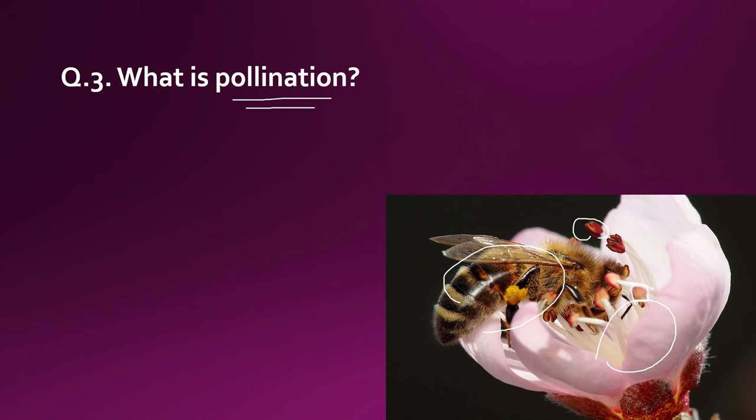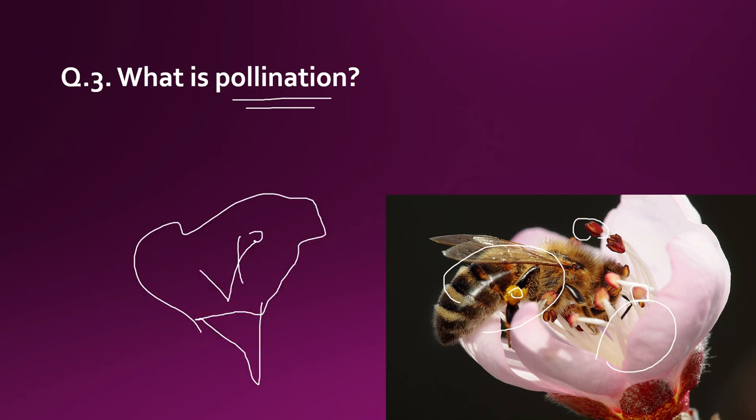When a bee comes here to suck the honey, at that time the pollen is stuck on its body. Whenever it goes to another flower, which also has pollen, the bee will be flying there and sucking honey there. At that time, pollen is transferred from one flower to another flower.